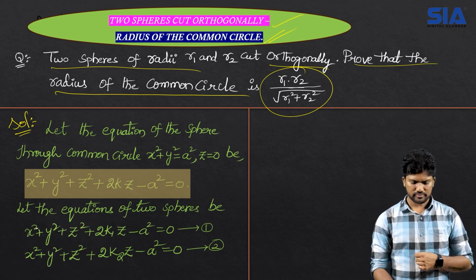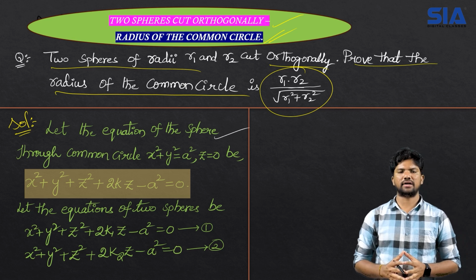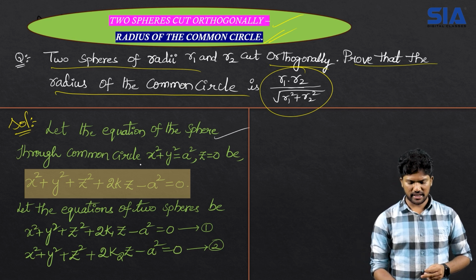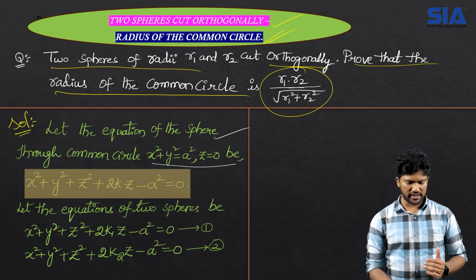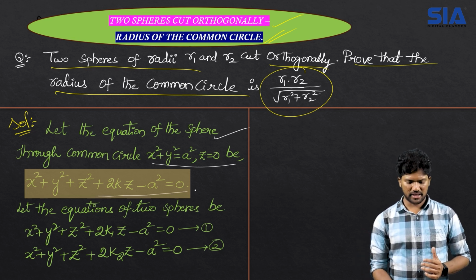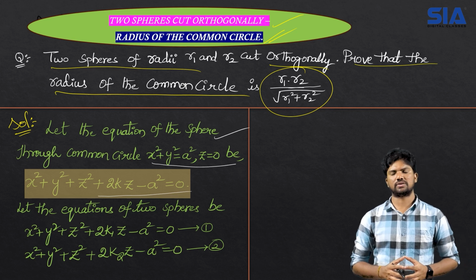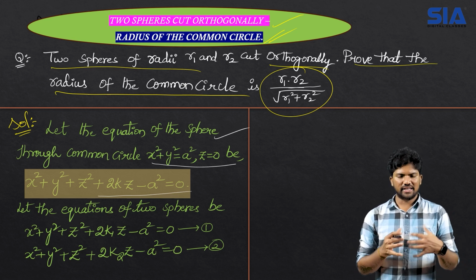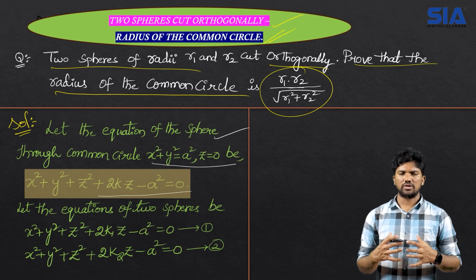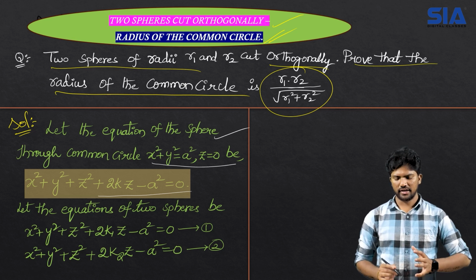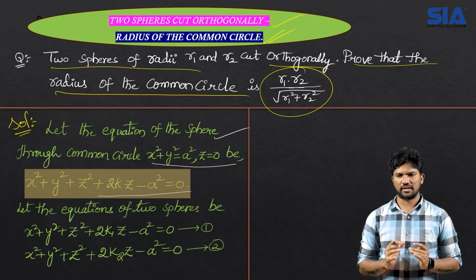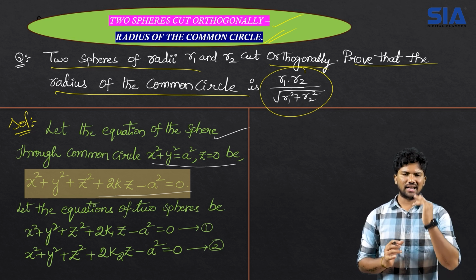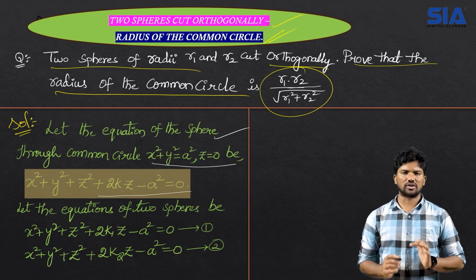Observe carefully. Let the equation of the sphere through the common circle be, we can take, x square plus y square plus z square plus 2kz minus a square is equal to 0. First of all, what they are asking, what we have to prove, you should have some clarity. They are asking to find the radius of the common circle. So first of all, let us take what is a common circle.